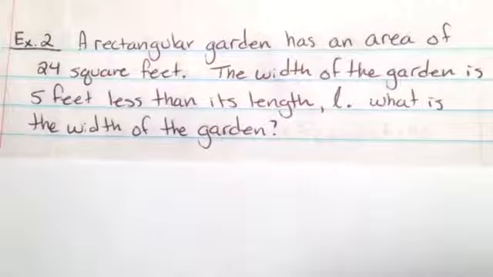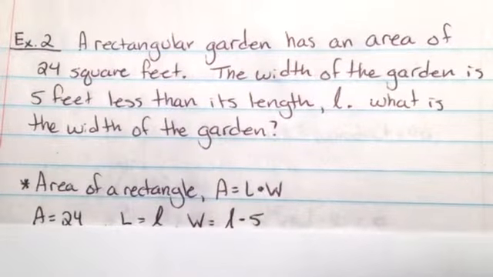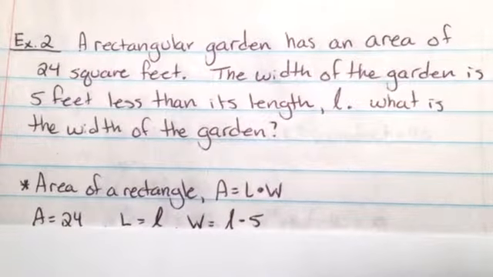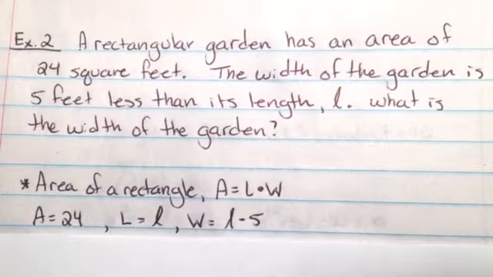Okay, so things we need to know. 1, the area of a rectangle. Area equals length times width for a rectangle. Sorry for the wiggling of the screen. Area, they gave it to us, it's 24. The length, we don't know, they gave us L, so we use L. And then the width, it was 5 feet less than that, so L minus 5.